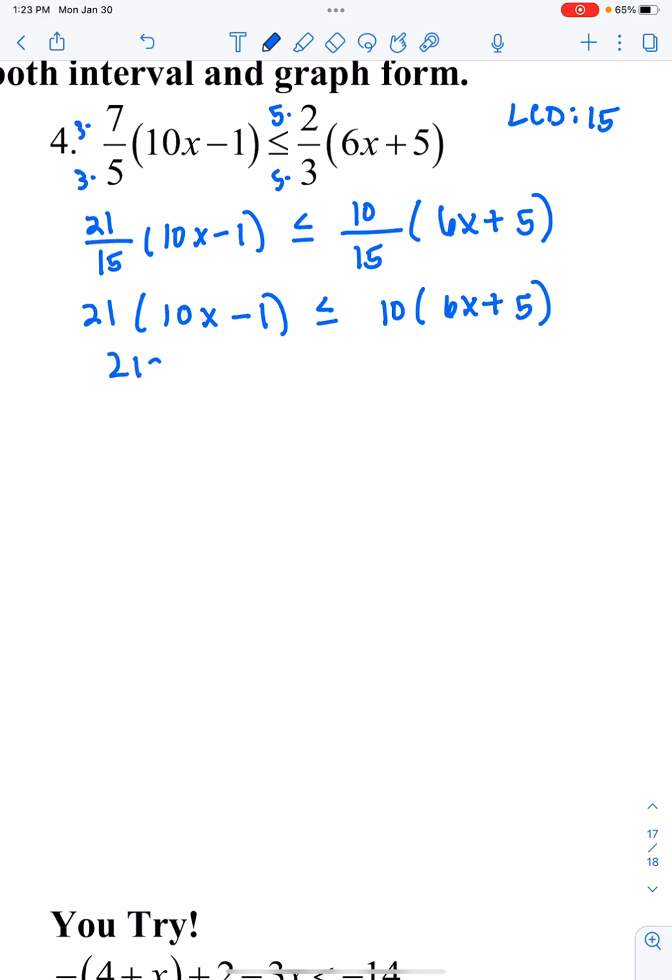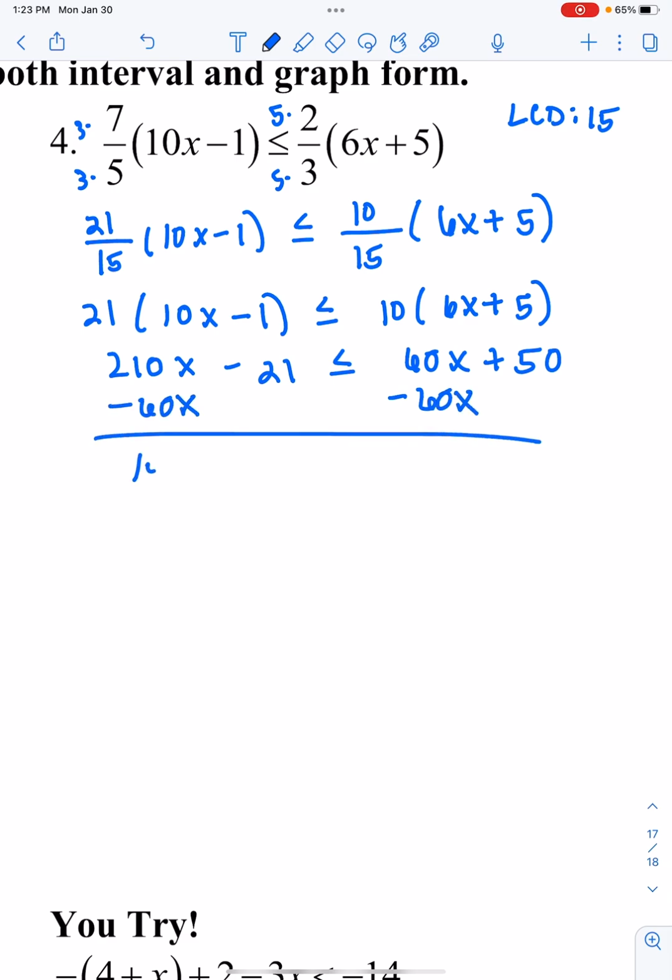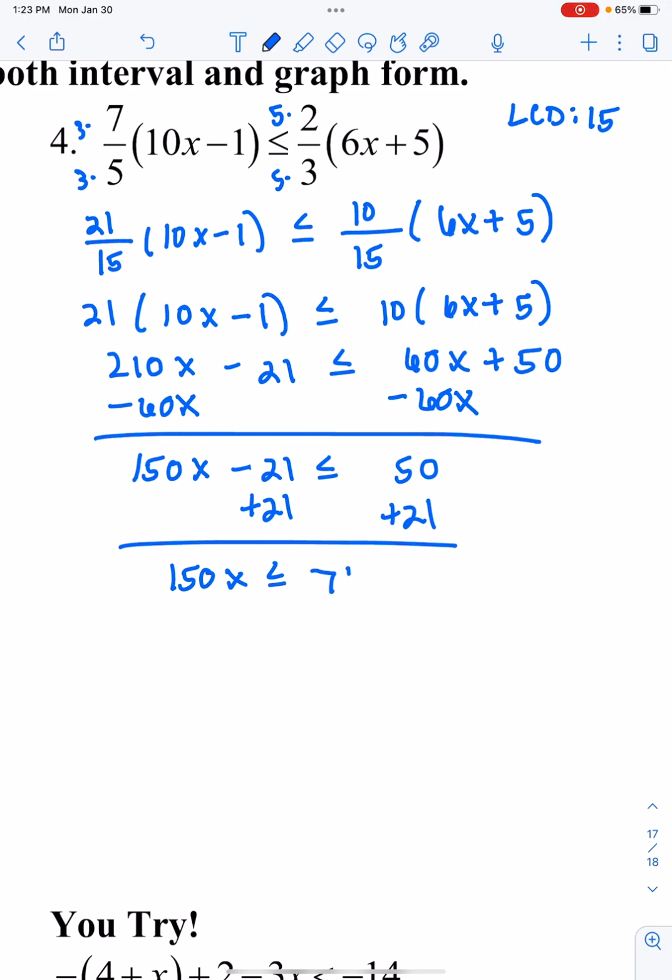Let's distribute: 210x minus 21 less than or equal to 60x plus 50. Subtracting our 60x to combine x's to one side, 150x minus 21 is less than or equal to 50. Adding 21, 150x is less than or equal to 71. Now we divide to isolate the x. We get x is less than or equal to 71 over 150.